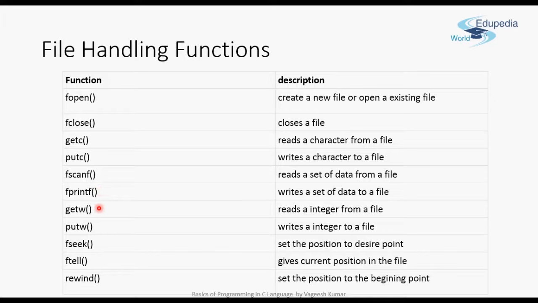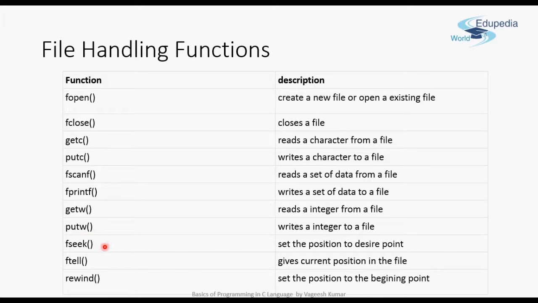getw, or get word, is to read a word or an integer from a file. An integer is referred to as a word. A byte is always 8 bits in length, but for a 32-bit machine, a word is 32 bits or 4 bytes in length. For a 64-bit machine it is 8 bytes in length. Similarly, putw is to write an integer to the file.